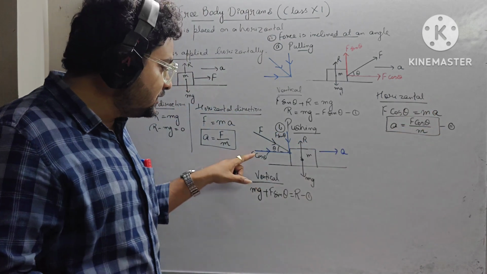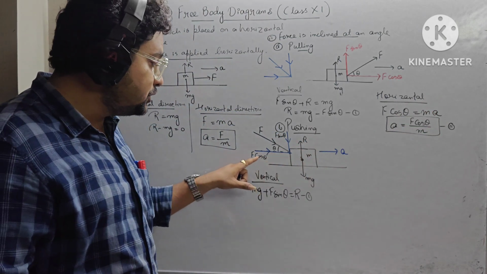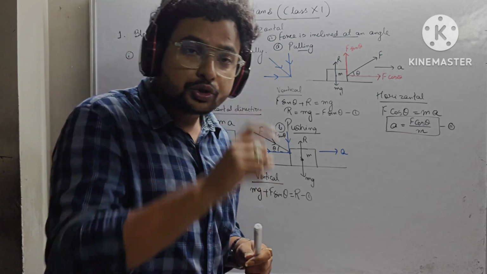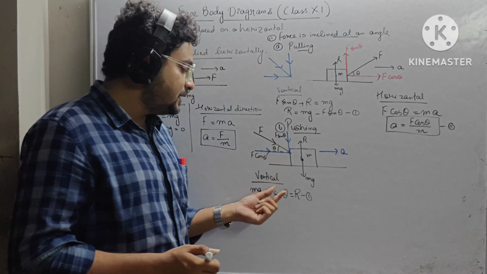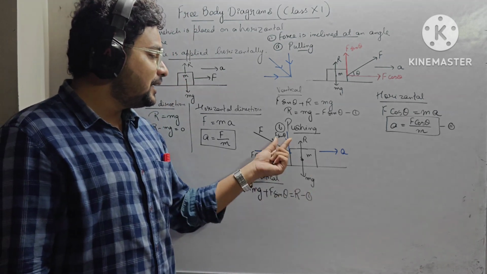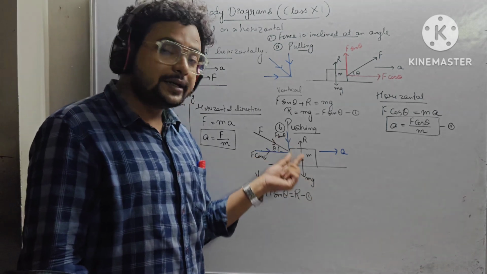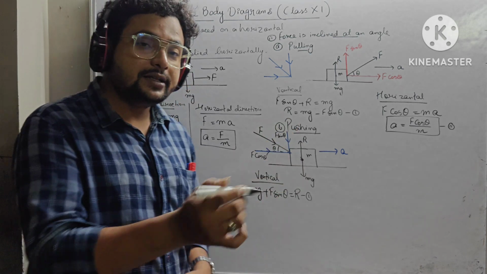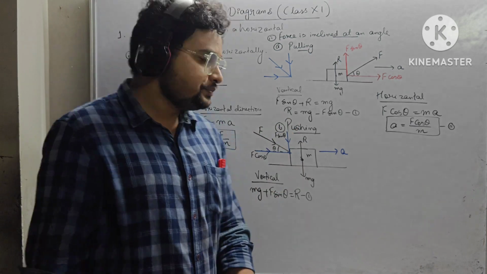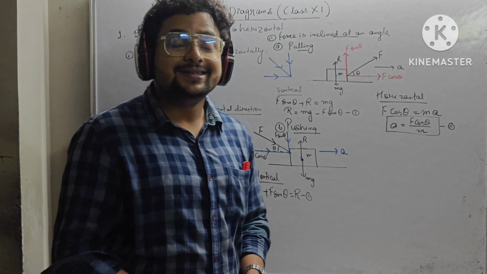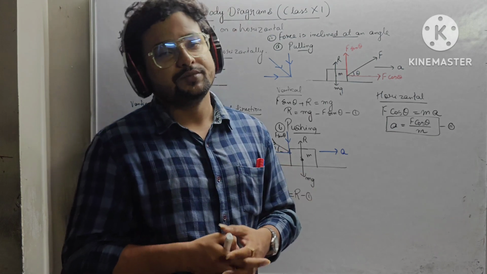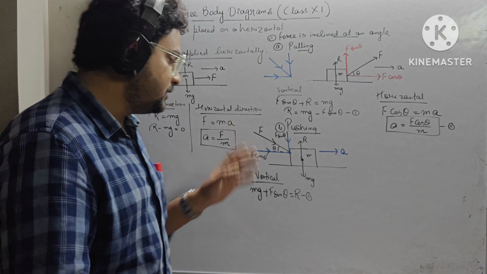So this acceleration is being produced by the component F cos theta. There is no motion in the vertical direction. That is why I am writing mg plus F sin theta must equal R, because these two act in the same direction and R acts in the opposite direction. Whenever a body is in equilibrium in a particular direction, the resultant of all the forces must be zero. That's why I have done this.